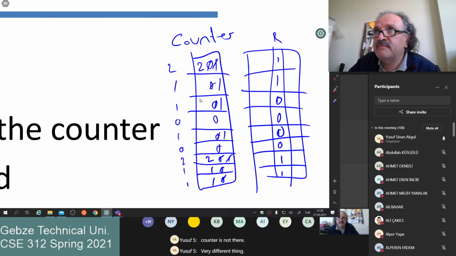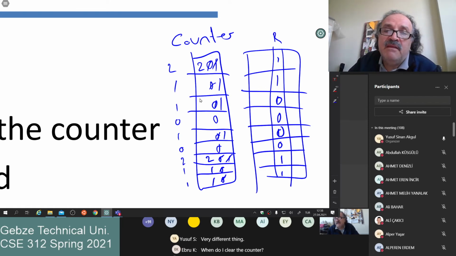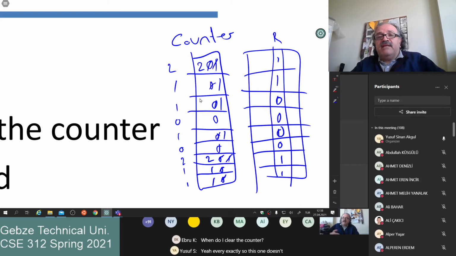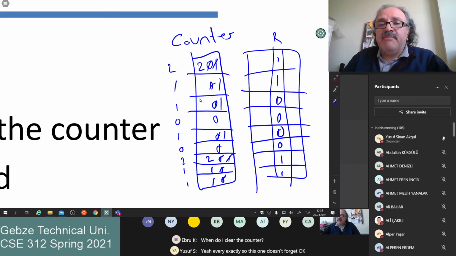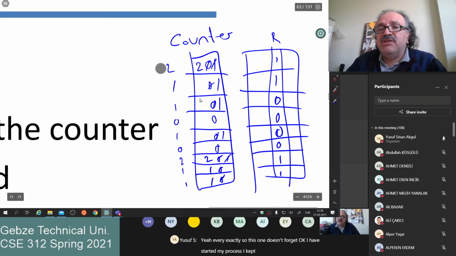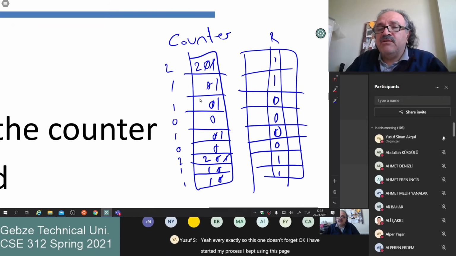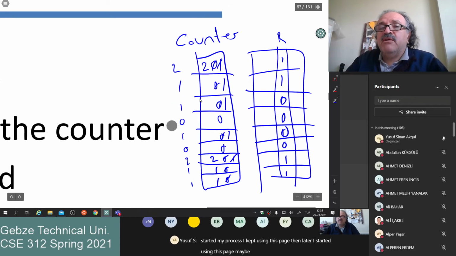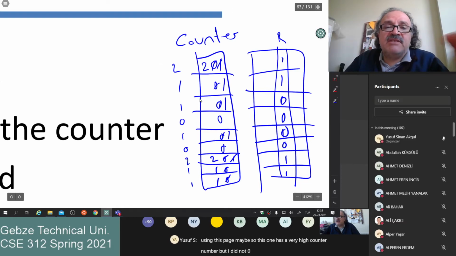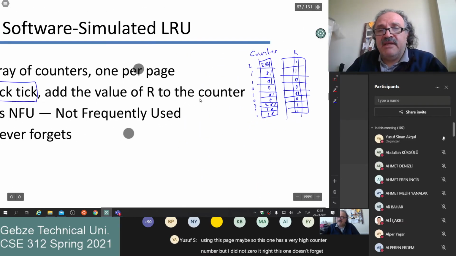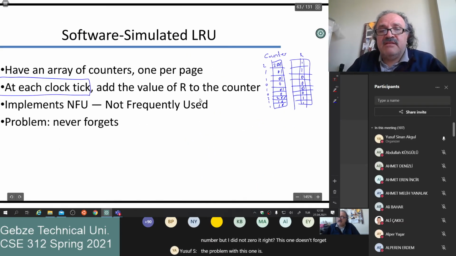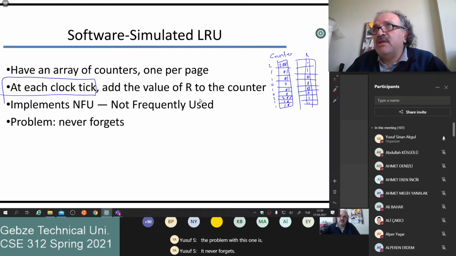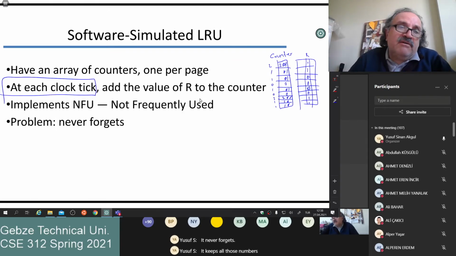When do I clear the counter? Exactly, this one doesn't forget. I have started my process. I kept using this page. Then later I started using this other page maybe. So this one has a very high counter number, but I did not zero it, right? The problem with this one is it never forgets. It keeps all those numbers in its head, somewhere.